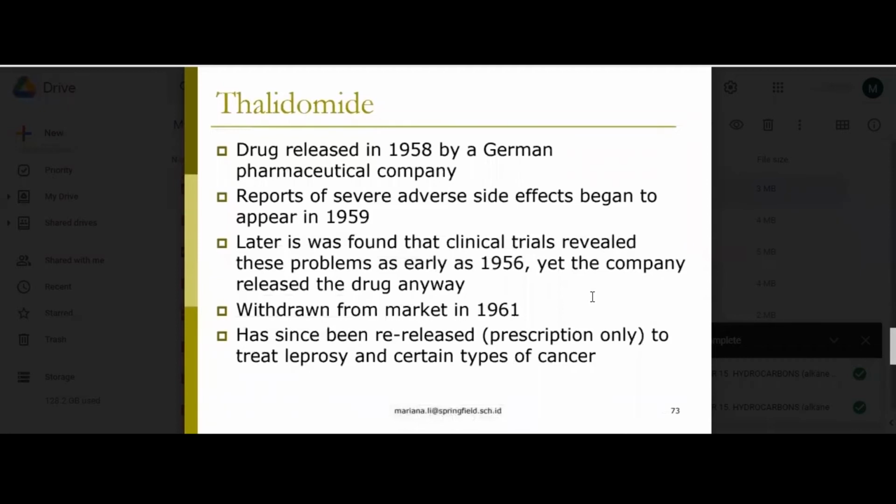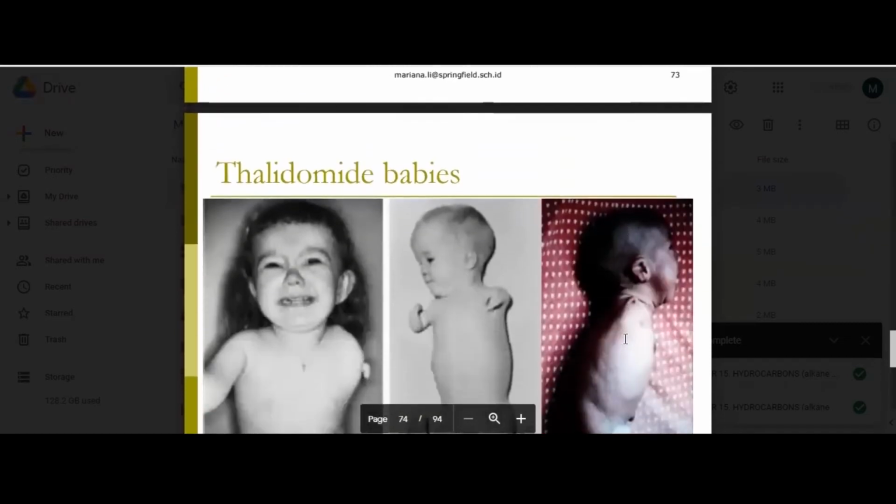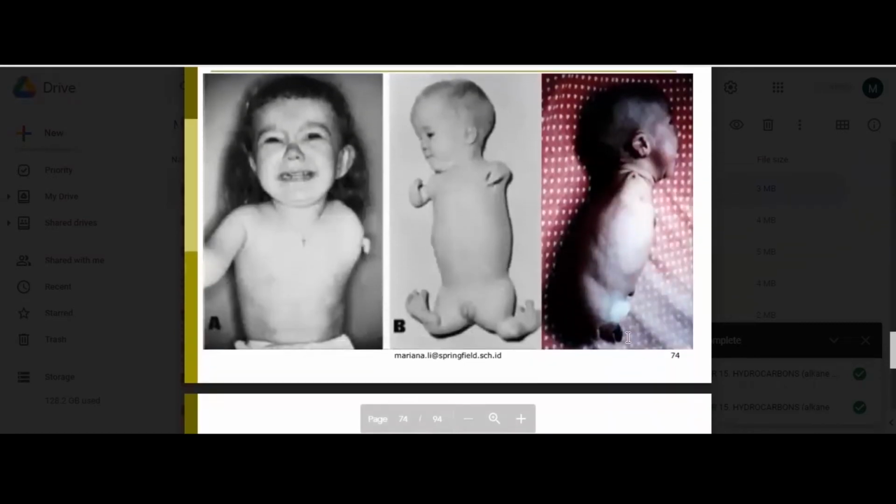This drug was released in 1958, and in 1959, severe side effects began to appear. The problem arose, and then it was withdrawn from the market in 1961. What was the result for the babies of mothers who consumed thalidomide? Like this.